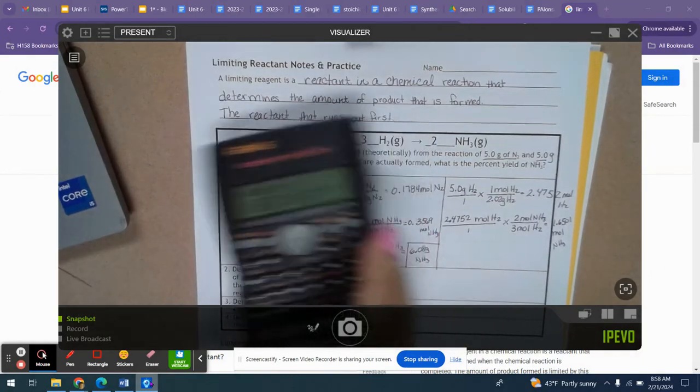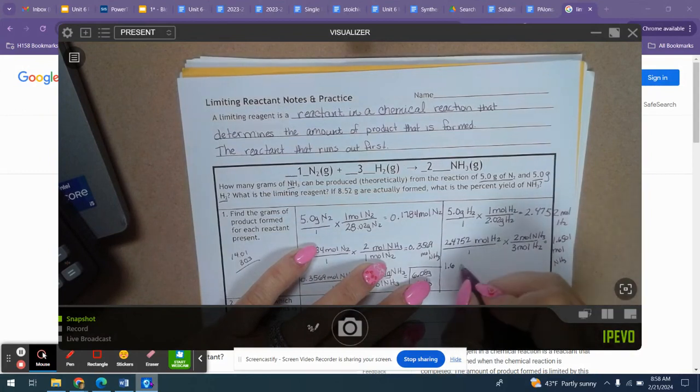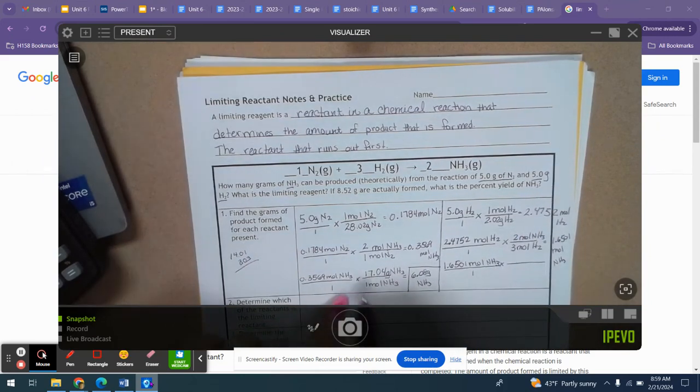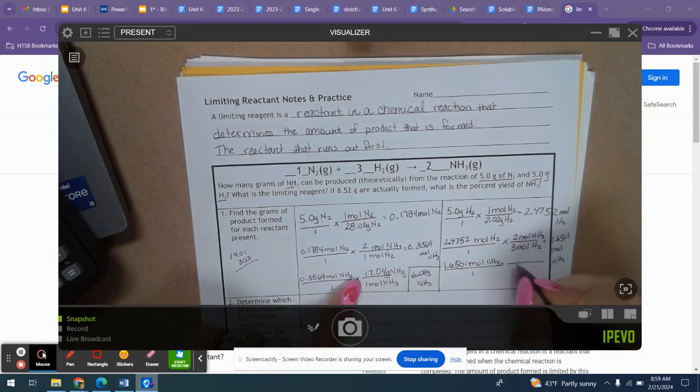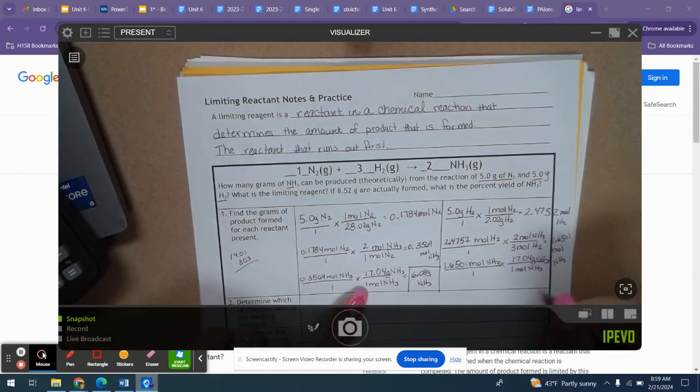Now we have to calculate grams of NH3. We're going to start with 1.6501 moles of NH3, and we want to figure out how many grams of NH3. The last step in this problem is exactly the same. The conversion is 1 mole of NH3 to 17.04 grams of NH3. If I do that math, I get 28.12.